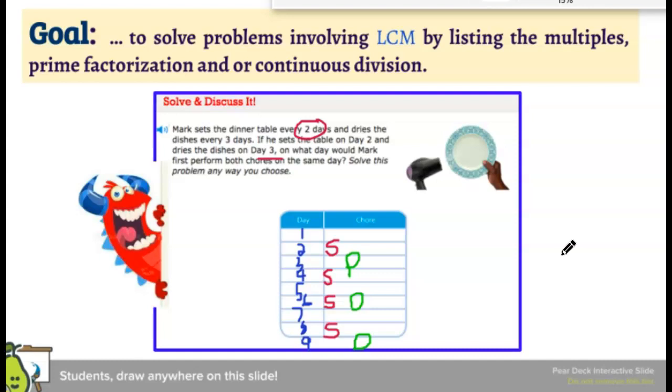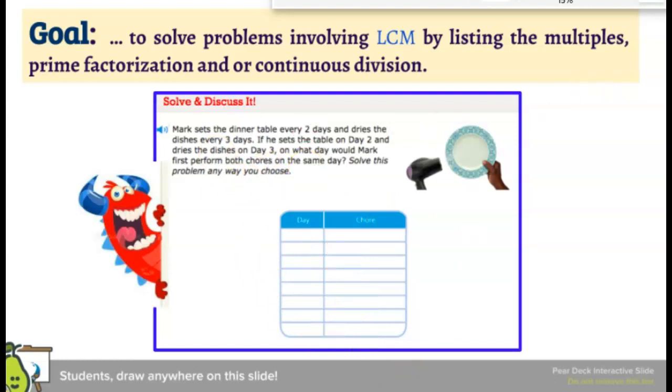Alana? Day 6, because that's the least common multiple of 2 and 3. So that's the day that he does both chores. All right. So the table that we have here shows the setting up and the drying just based on the table. It says show it in any way you've chosen, right?